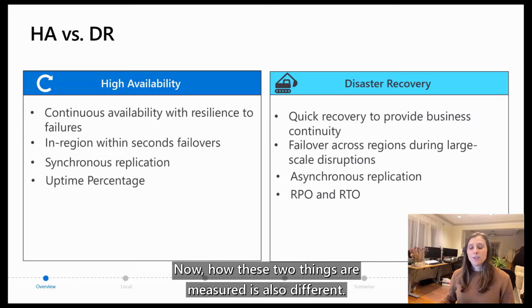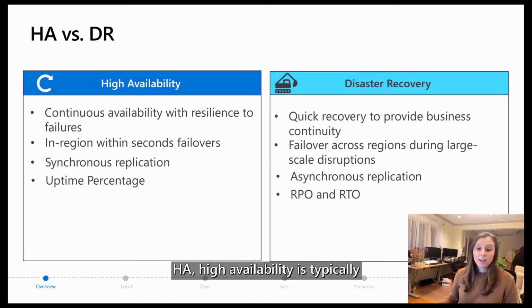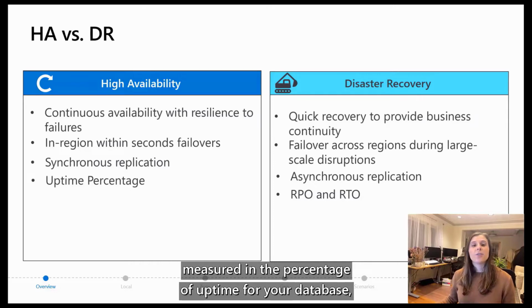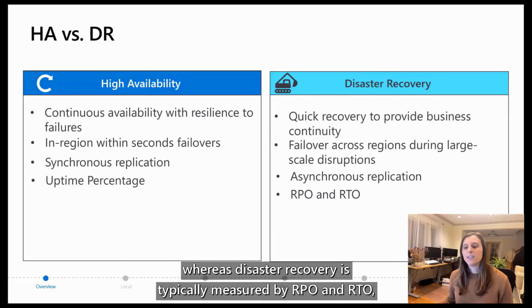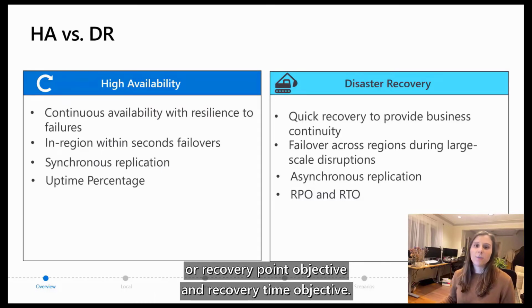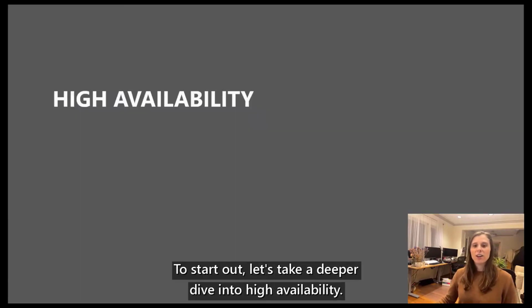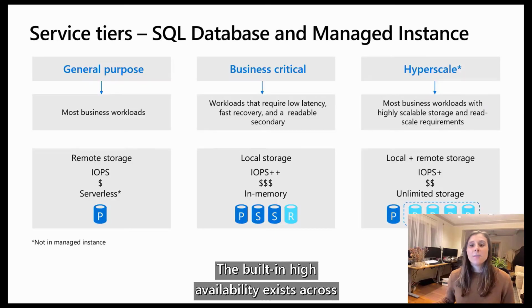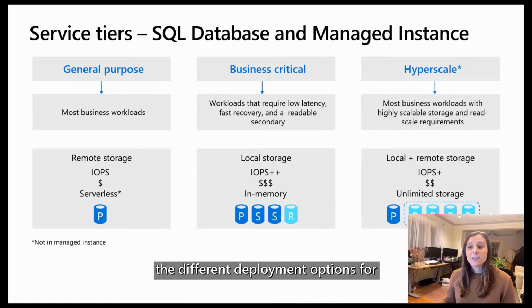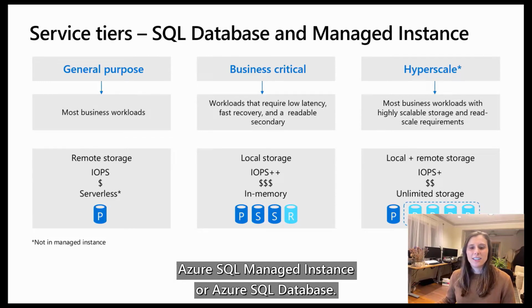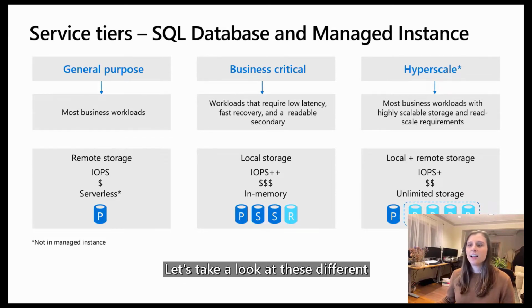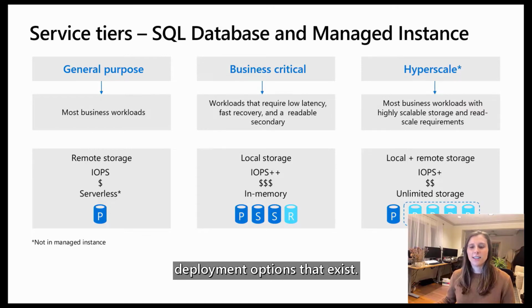Now, how these two things are measured is also different. High availability is typically measured in the percentage of uptime for your database, whereas disaster recovery is typically measured by RPO and RTO, or recovery point objective and recovery time objective. All of this will be covered in more detail in this session. So to start out, let's take a deeper dive into high availability. The built-in high availability exists across the different deployment options for Azure SQL Managed Instance or Azure SQL Database. Let's take a look at these different deployment options that exist.